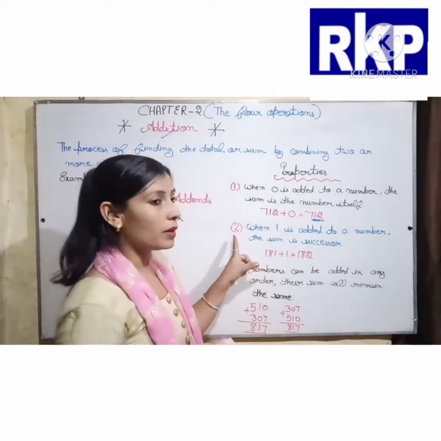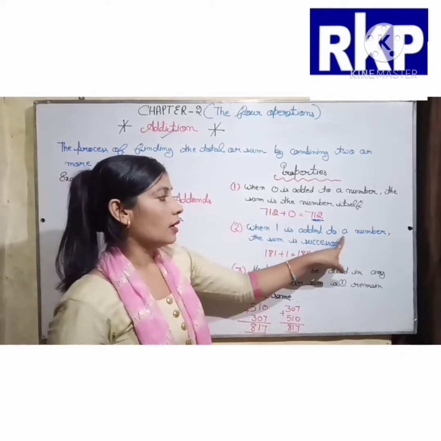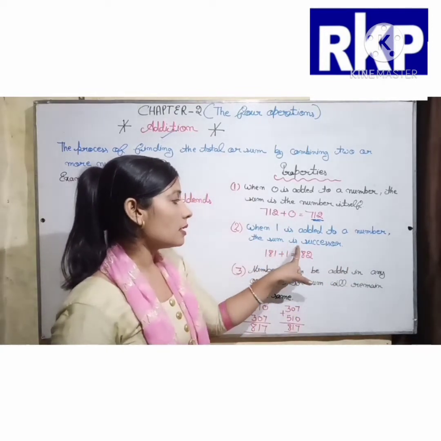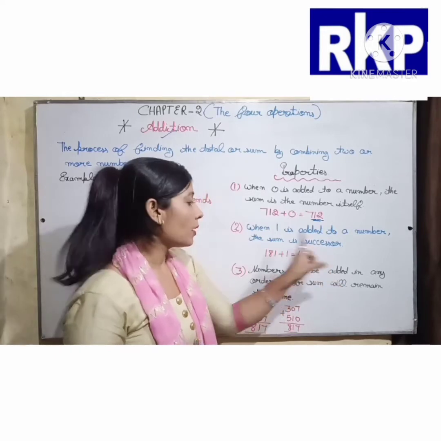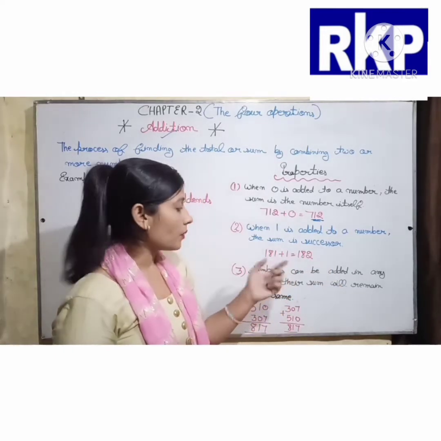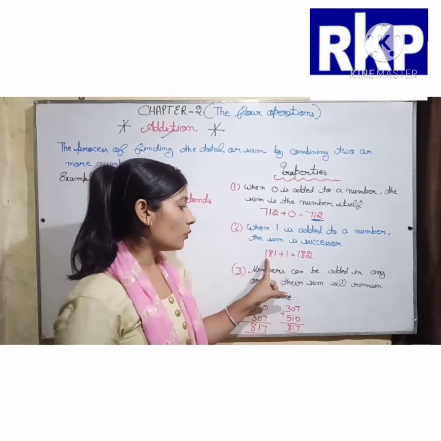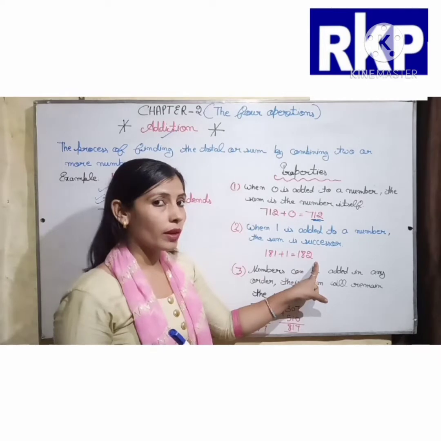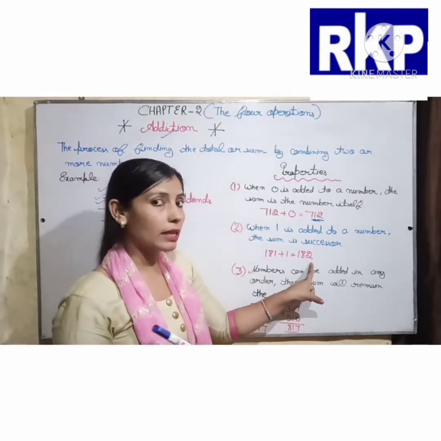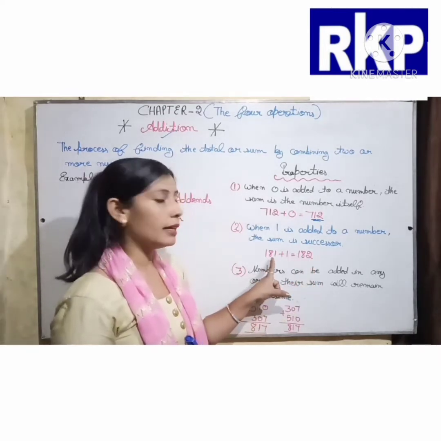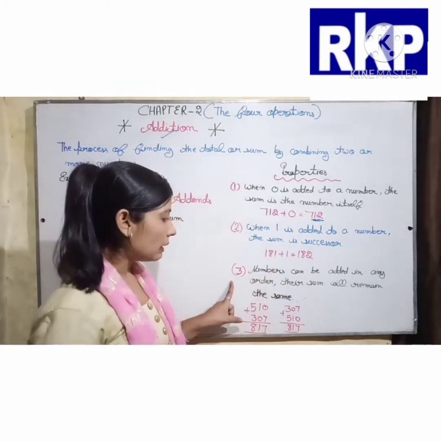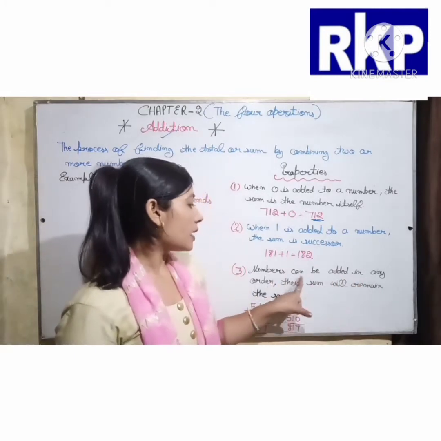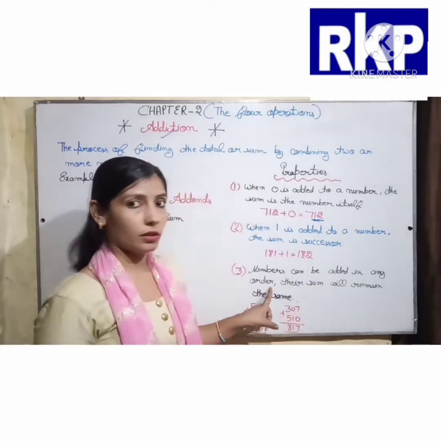Next property is when 1 is added to a number. When 1 is added to a number, then the sum is the successor. Here we can see if we add 1 to 181, then we get 182, and we know 182 is the successor of 181.